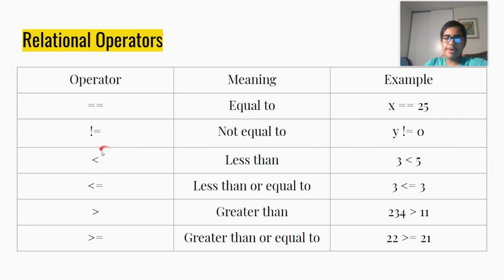This is a less than operator, which we're familiar with. So 3 is less than 5. This is less than or equal to. So 3 is less than or equal to 3. So 3 can be less than 3 or 3 can be equal to 3, which is true. Greater than operator, 234 is greater than 11. And greater than or equal to operator, 22 is greater than or equal to 21. So 22 is not equal to 21, but 22 is greater than 21.